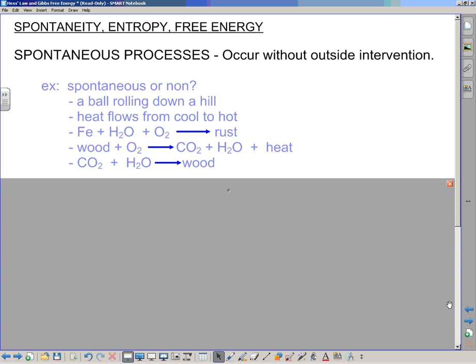So can we consider gravity to be an outside influence? No, gravity's part of the system. So for that first example, we would actually call this a spontaneous process.